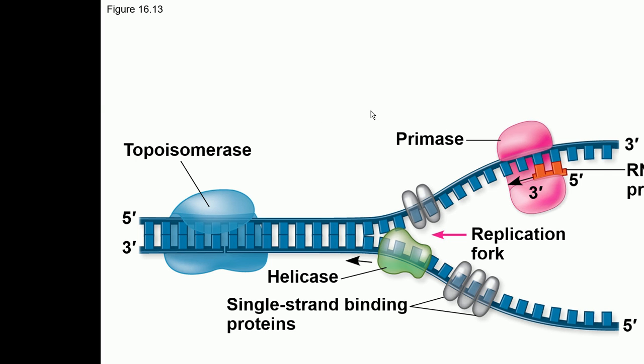And then there is an important enzyme involved called primase. Now what is a primase? Primase is an enzyme which helps in the formation of an RNA primer. Now what is the RNA primer? RNA primer is a short stretch of RNA which is made before the DNA can be replicated. The primase is an enzyme which helps in the making of RNA primer.